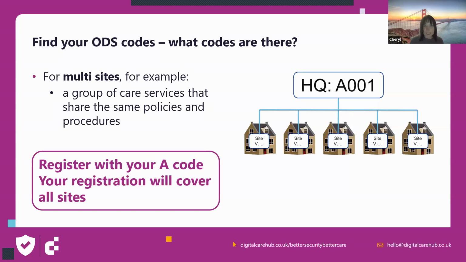The other thing you might be is a multi-site. So you might be a group of care homes that share the same policies and procedures. In this case, if you register under the A code, you'll only need to complete one toolkit, and then you can register your V codes later. It's important to say every time that you republish, you also tick the sites that you want to complete for as well.